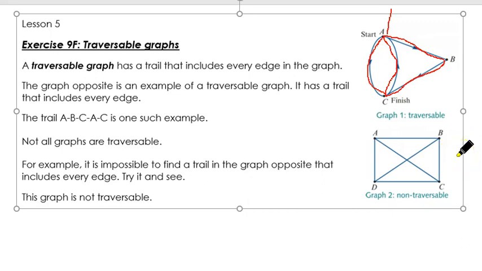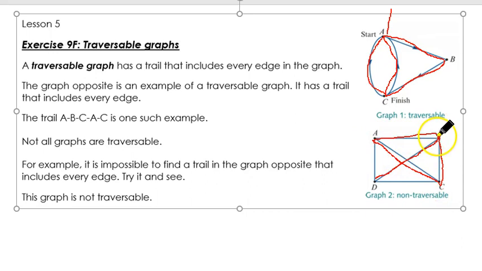But not all graphs are traversable. For example, it is impossible to find a trail in the graph opposite, so looking at graph 2, that includes every edge. Try and see. So I'll give this one a crack. I'll go D to B to C, back up to A.